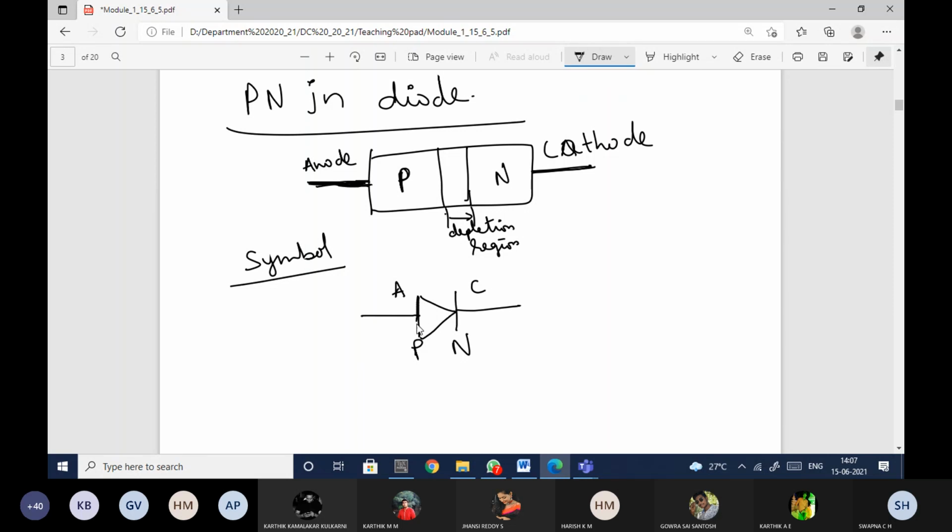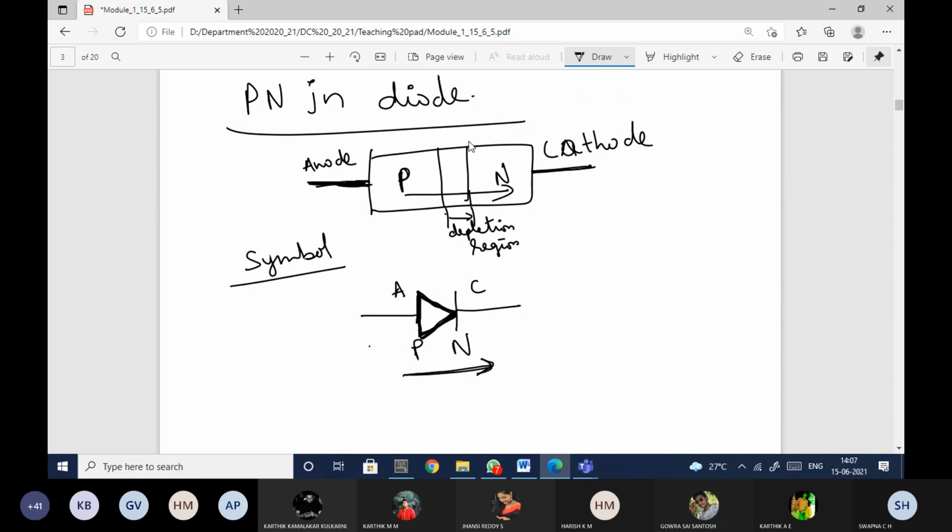This is your anode and this is your cathode. And if you observe, the symbol represents an arrow direction. So this arrow indicates the current flow will always be in this direction. So that is the reason the symbol is in this way. This arrow indicates that the current direction is from anode to cathode. This is how the current will flow through the device, from here to here.